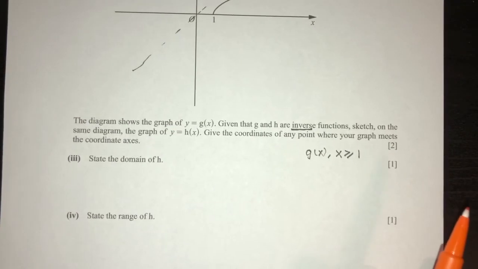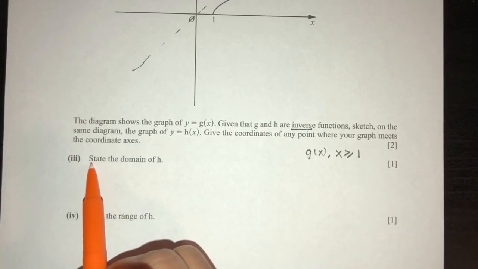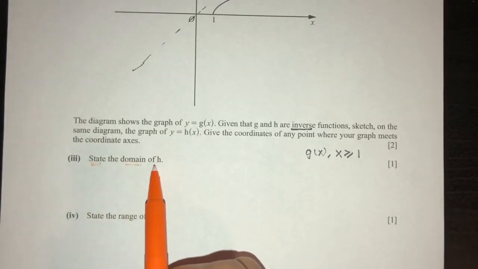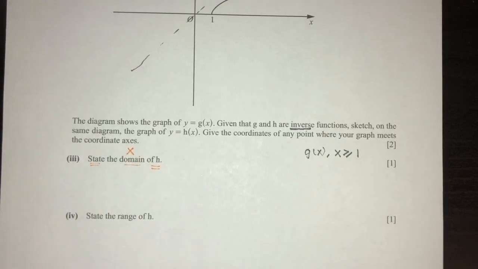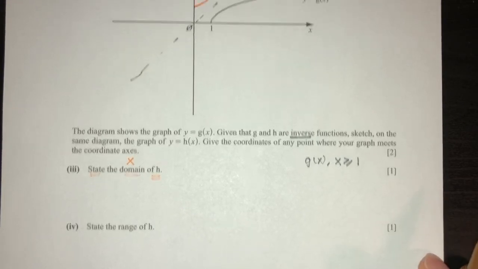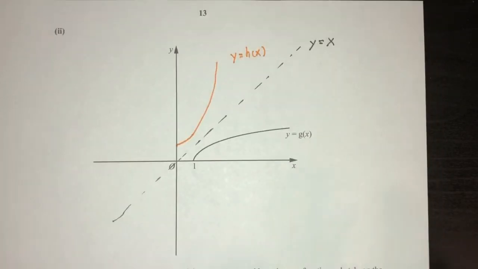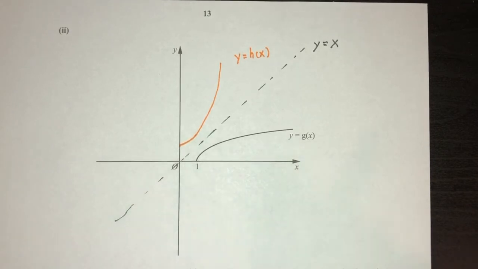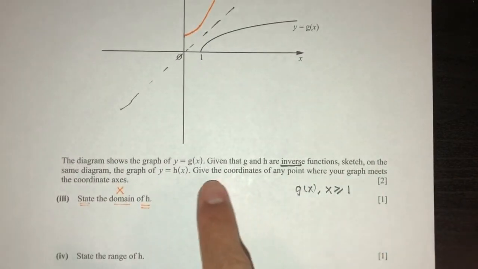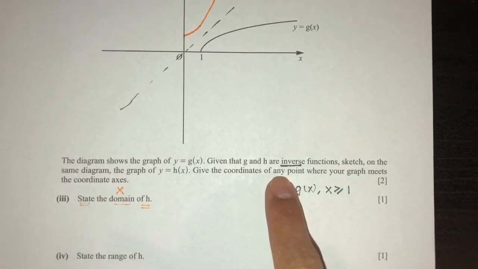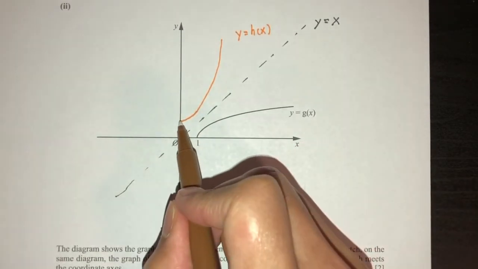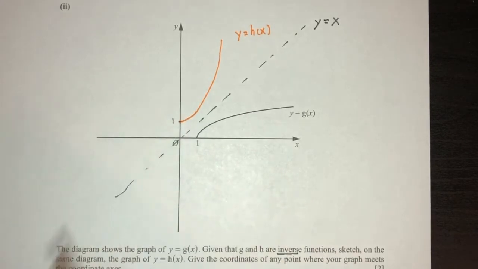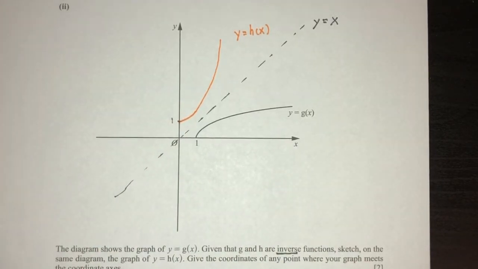Now, question part 3, we have to state the domain of h. Domain is the x values of h. Now, you know already what is h, right? So if you look at this graph, what is the domain of h? Of course we have to also mention something here. It says give the coordinates of any point where the graph meets the axis. As you can see, it meets the y-axis at the point 1. So you have to show this for your full marks, okay?